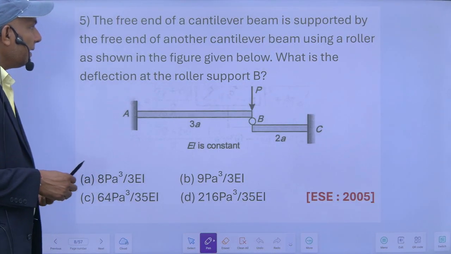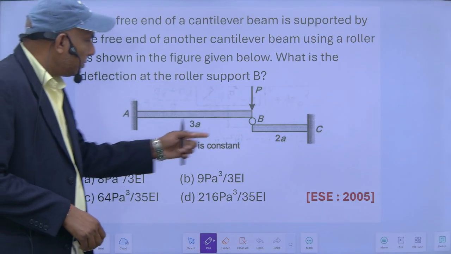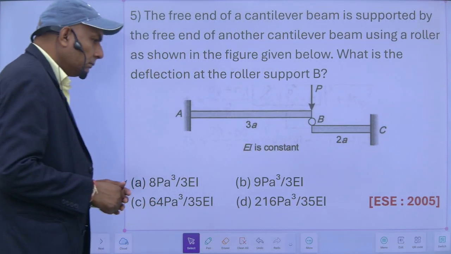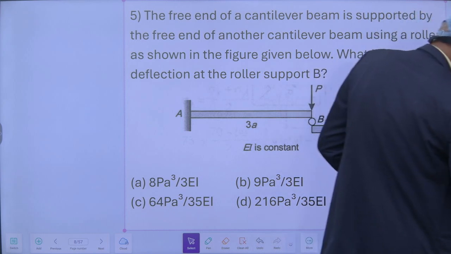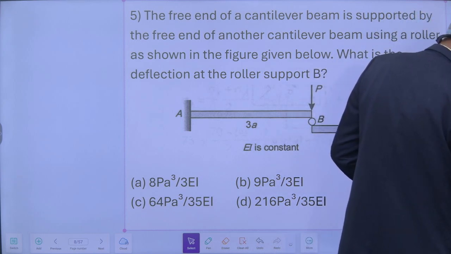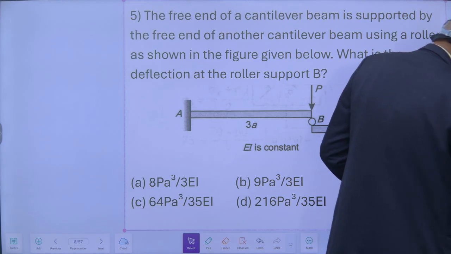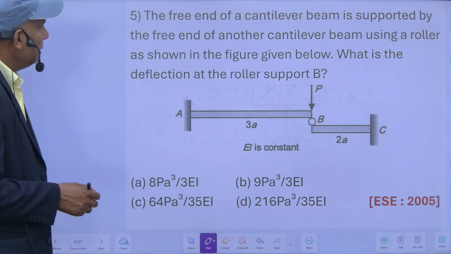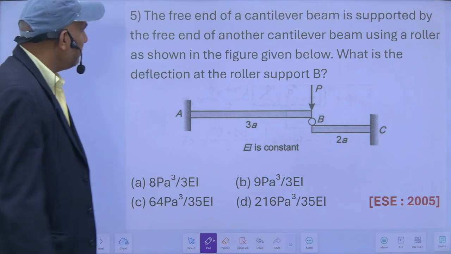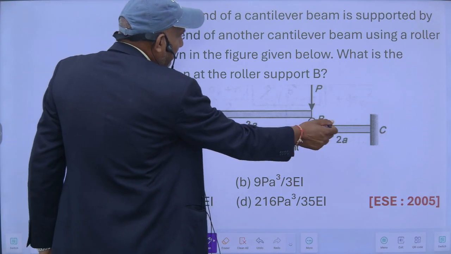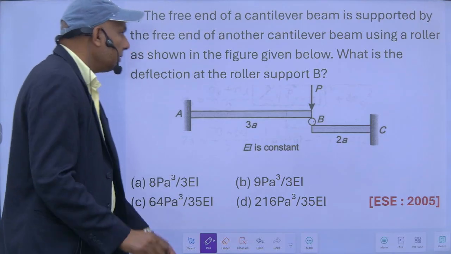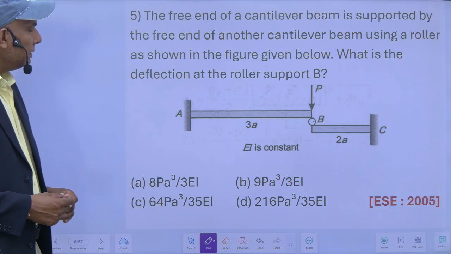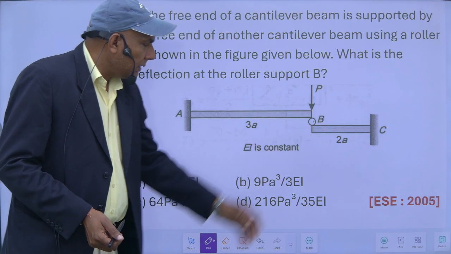The free end of a cantilever beam is simply supported. So there is a roller. The free end of a cantilever beam is supported at the free end of another cantilever beam using a roller, as shown in the figure. What is the deflection at the roller support?